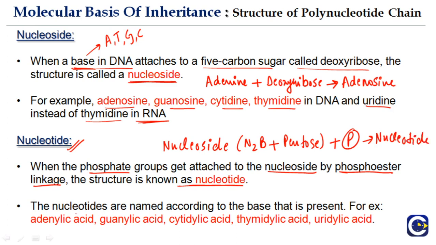Okay. And the nucleotides are named according to the base that is present. For example, adenylic acid, guanylic acid, cytidylic acid, thymidylic acid and uridylic acid. It is exactly like this, like adenine. Then the nucleoside will be called what? Adenosine. And then the nucleotide will be called adenylic acid. Okay, got it? So you have to remember, each of these, and it is very easy. Just remember one example: adenine, adenosine, adenylic acid, and then it is similar for all the other nitrogenous bases.